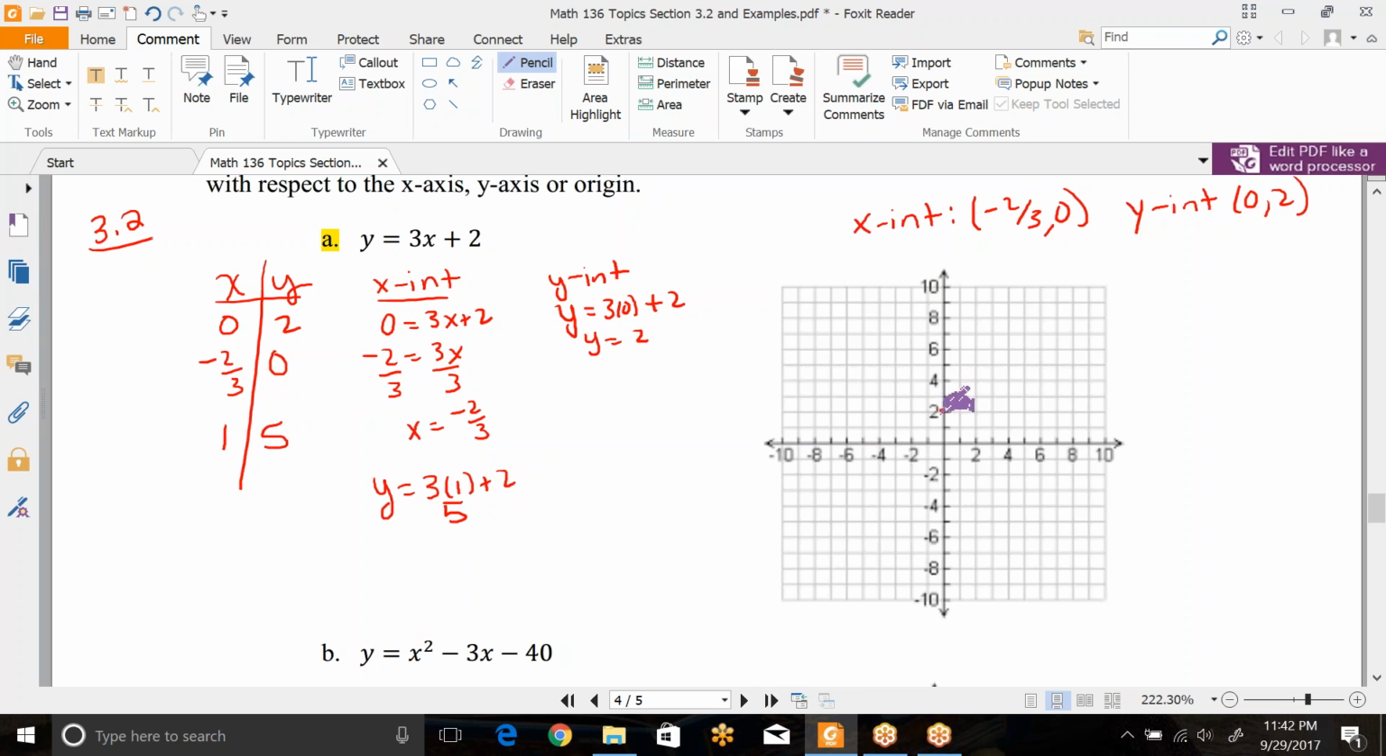So if I plot 0, 2 for my y-axis point, negative 2/3 is going to be a little bit less than negative 1, and 1, 5. Notice all of those are in a line together. Now I already know that this doesn't have x-axis symmetry. If I fold it right here on the x-axis, it would make a V shape. It wouldn't match up with itself.